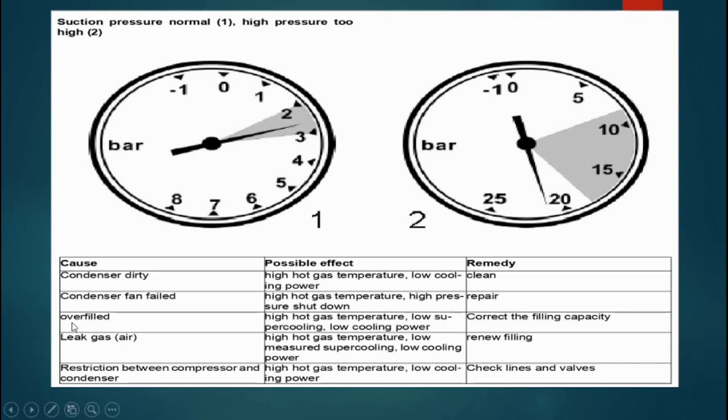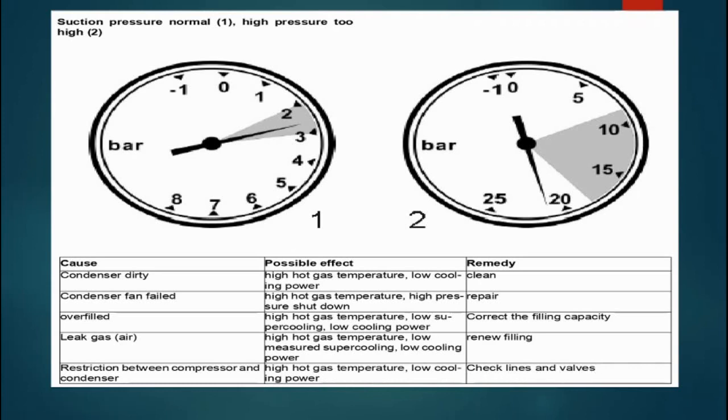Number 3 cause is overfilled. High hot gas temperature, low supercooling, low cooling power, and its remedy is to correct the filling capacity. Number 4 is that you have drawn off some refrigerant and it leaks gas, giving high hot gas temperature, low supercooling, low cooling pressures, so renew the filling. And the last cause is a restriction between the compressor and the condenser. So high hot gas temperature, low cooling power, so check lines and valve.